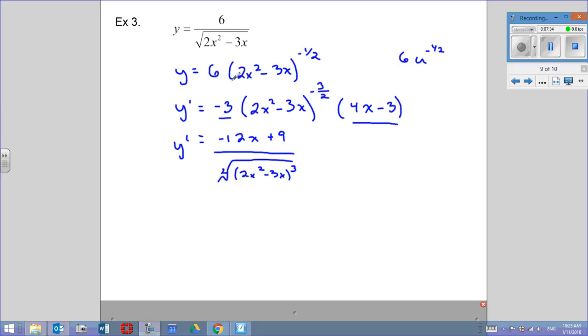All right, guys, so those are 3 examples of the chain rule. Go ahead and try some on your own, and we'll be ready for product and quotient rule coming up next.